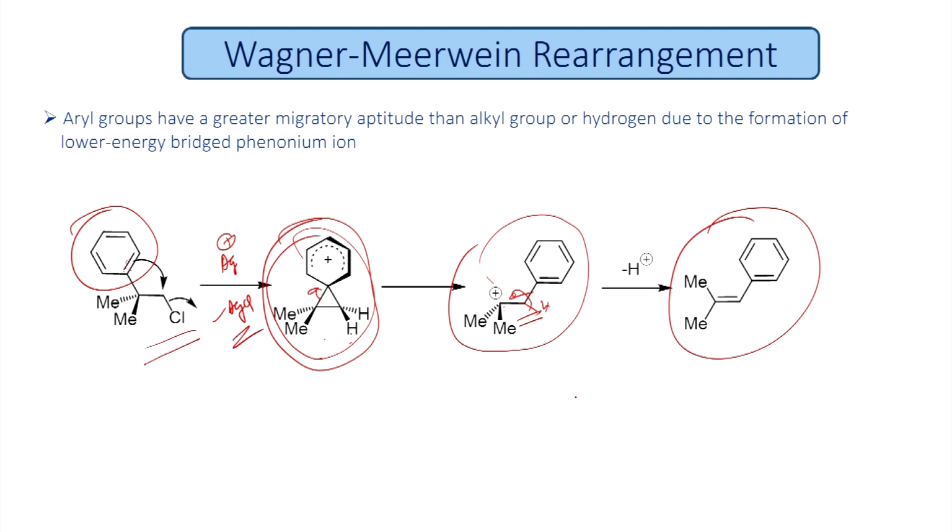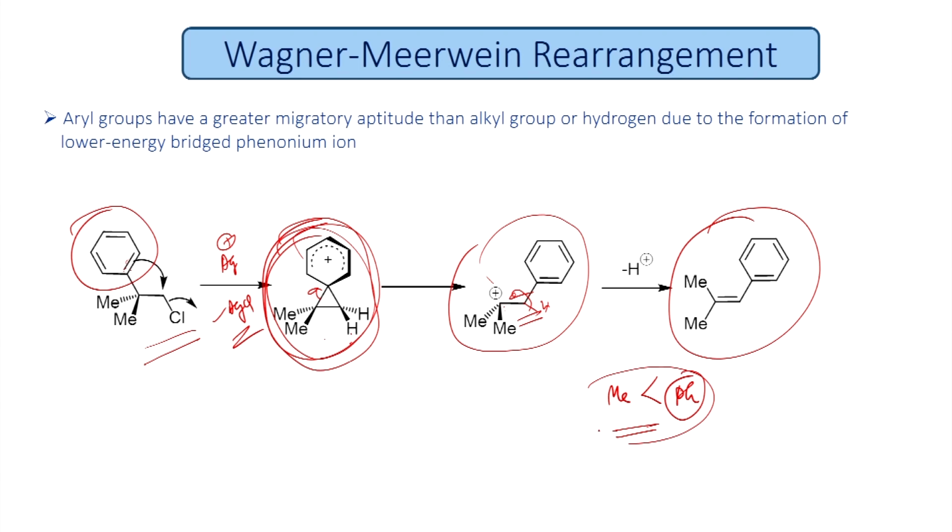If you compare the reactivity of the methyl group or alkyl group with this phenyl one, under the same reaction conditions, the aromatic phenyl ring shows greater reactivity compared to the methyl group. This is because of the anchimeric assistance, and the reaction is facilitated several times faster.